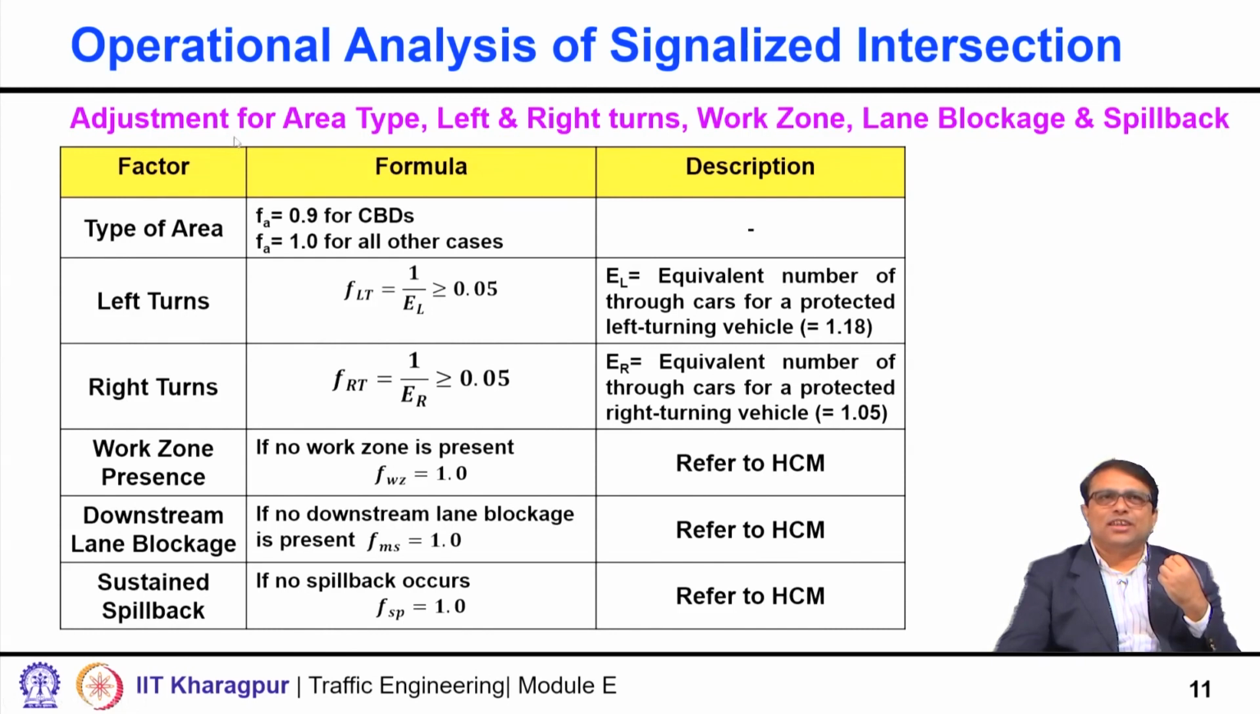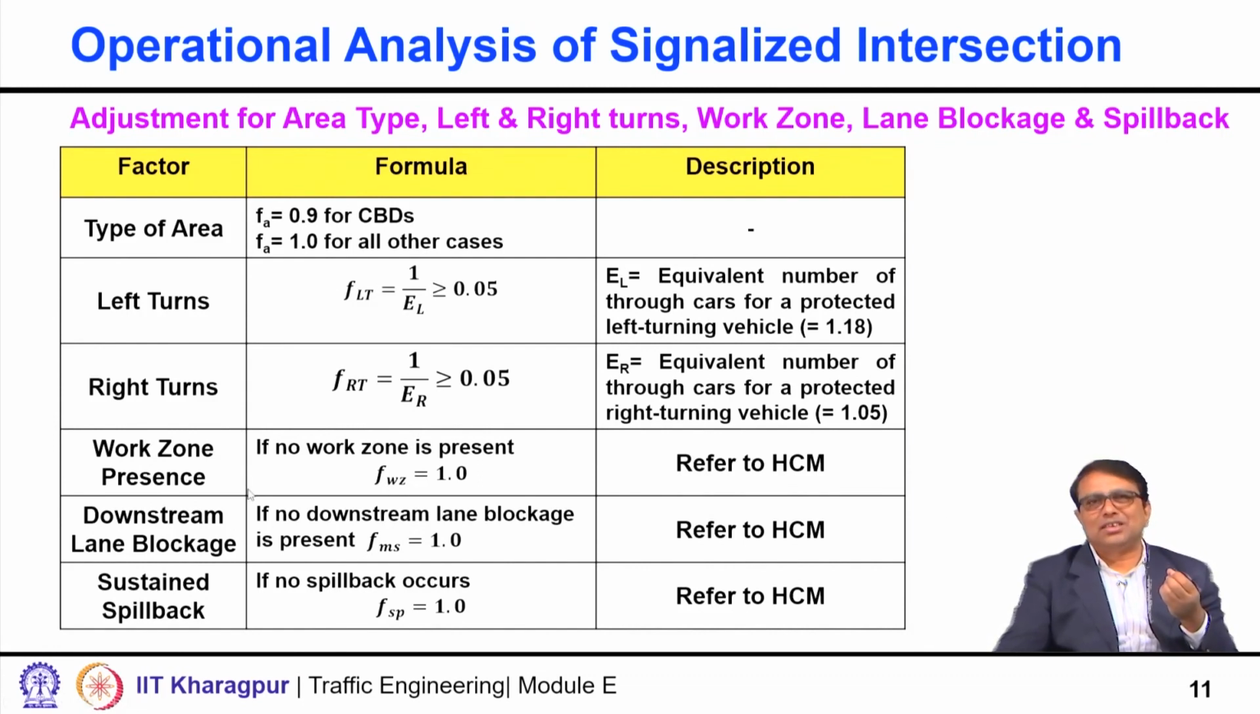Now, next is adjustment for area type, left and right turn, work zone, lane blockage and spillback. In this case, for the type of the area, if it is CBD you take 0.9, for all other areas 1. The left turn factor is 1 by EL, where EL is the equivalent number of through cars in a protected left turning vehicle, and for right turn again 1 by ER, in a similar way.